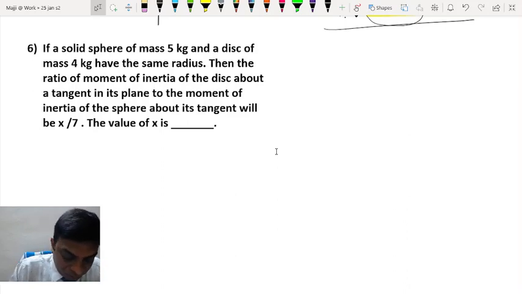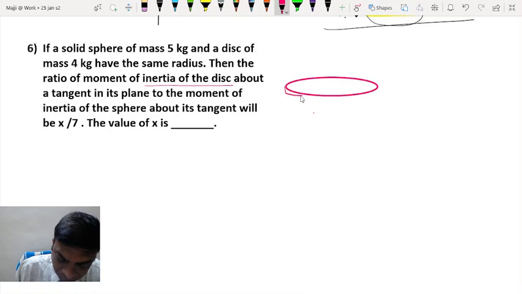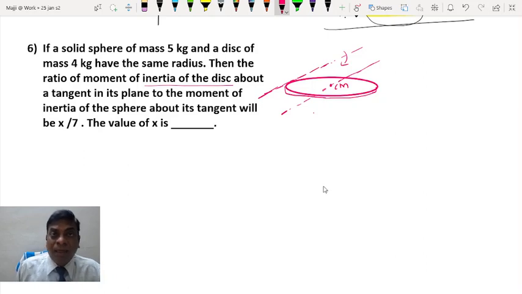Now, coming to this question, for a solid sphere, mass is 5 kg. Moment of inertia of the disk: this is a disk about a tangent in its plane. This is a tangent, so about this axis we have to find it. Now, since it does not pass through the center of mass, we don't have a formula directly. We cannot write it directly. So we have to consider the parallel axis theorem.